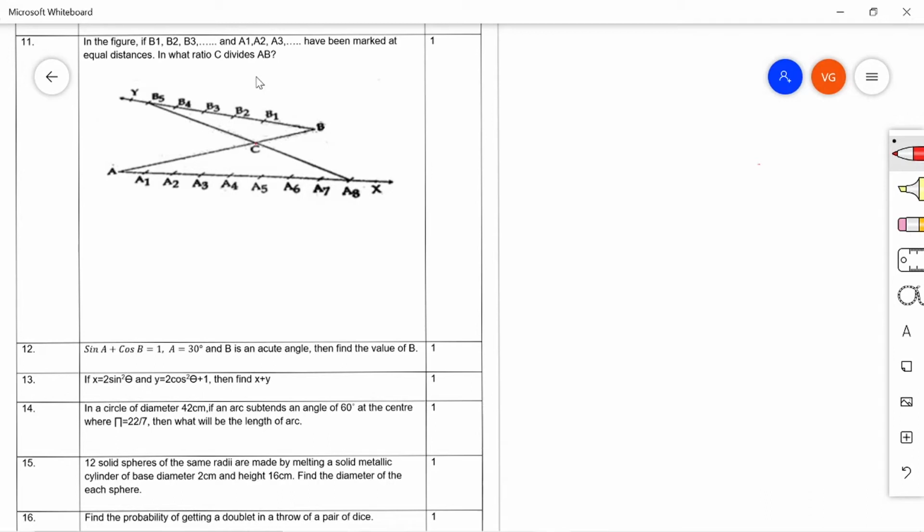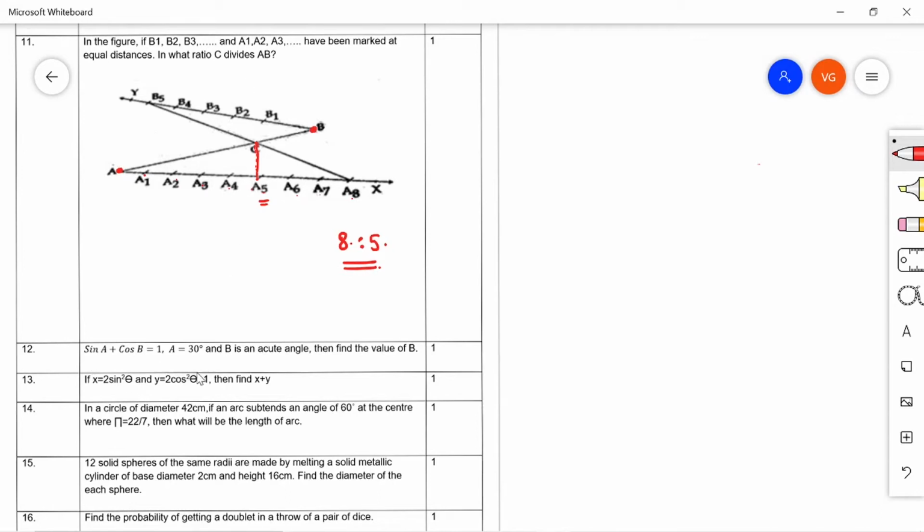See, draw a perpendicular from C onto the line here AX. So totally you have 1, 2, 3, 4, 5, 6, 7, 8 parts, and C makes it how many? A5. So 5. So it is 8 is to 5. So C divides the line AB here in 8 is to 5 ratio.